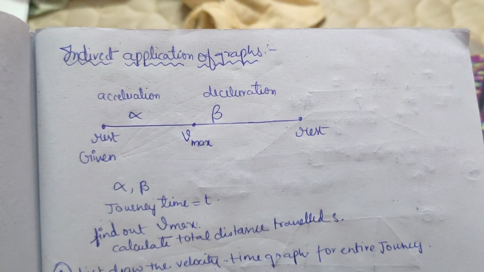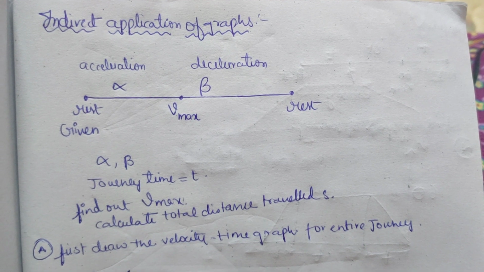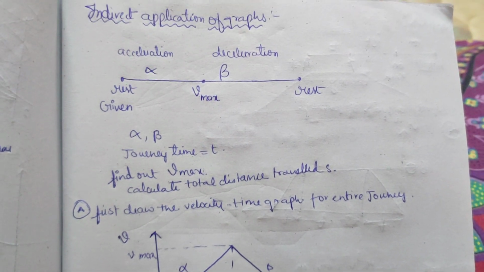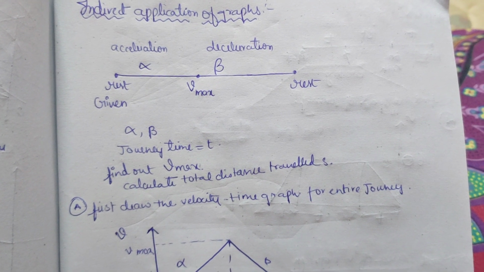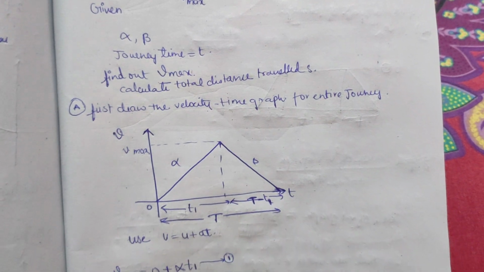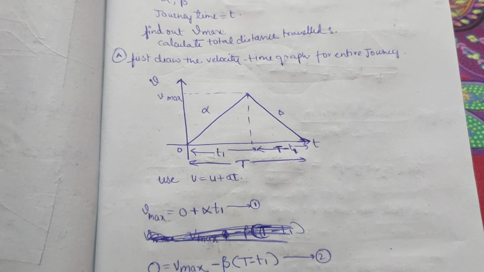Now indirect application of graphs. Here acceleration, here deceleration, here v max is present, and here rest and rest are given. Here alpha and beta are given, and the journey time is t. Find out the v max, and calculate the total distance traveled, s. First, draw a velocity-time graph for the entire journey. Here you can see the drawing.